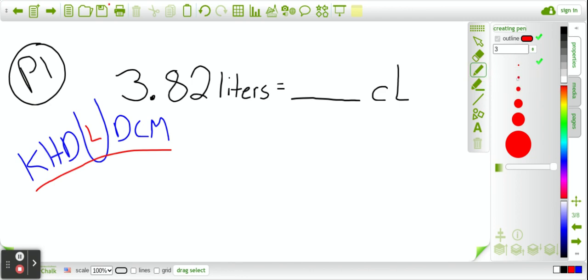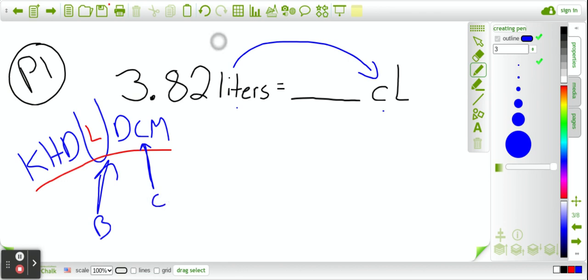Next, I'm going from this way to that way, and I want to know the liter or the centiliter. Which is the bigger unit? Well, the centiliter is right here. The liter is right here. So this is going to be my big unit, and that's going to be smaller. So I'm going to go big to small, and that means I'm going to be multiplying.